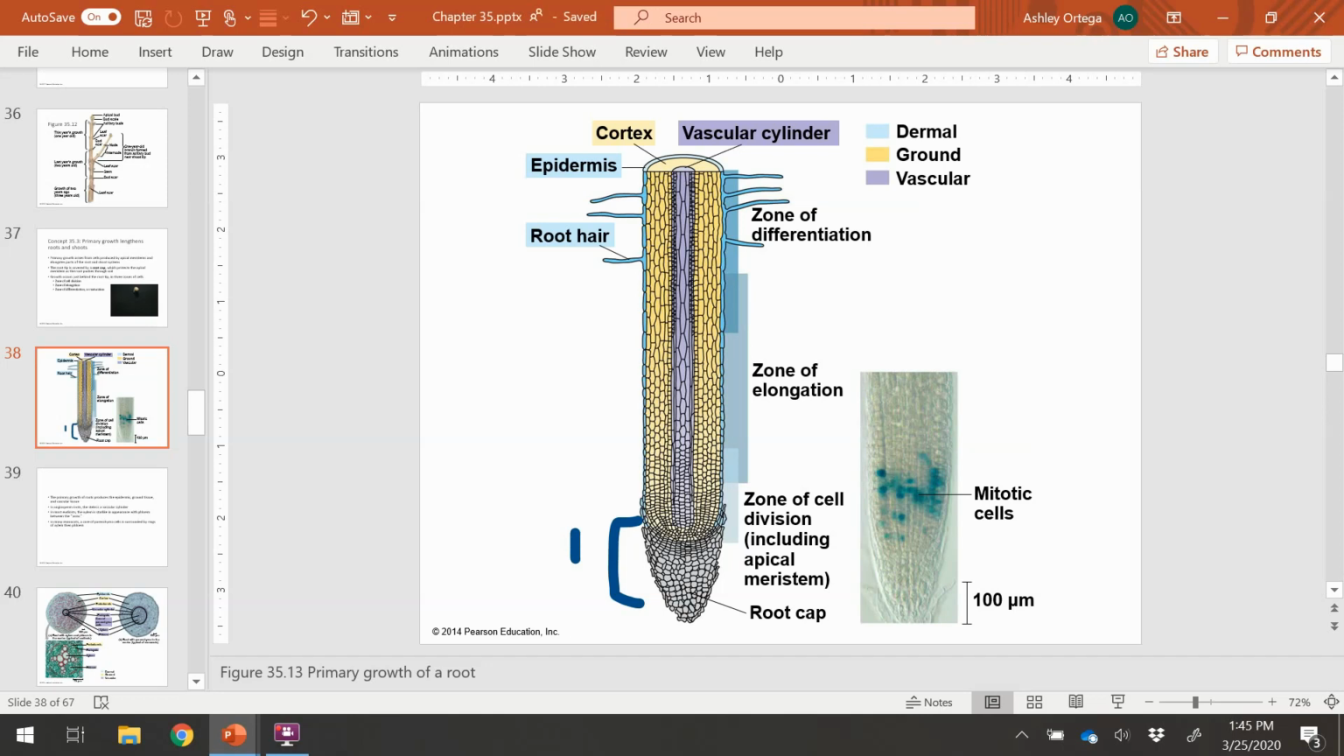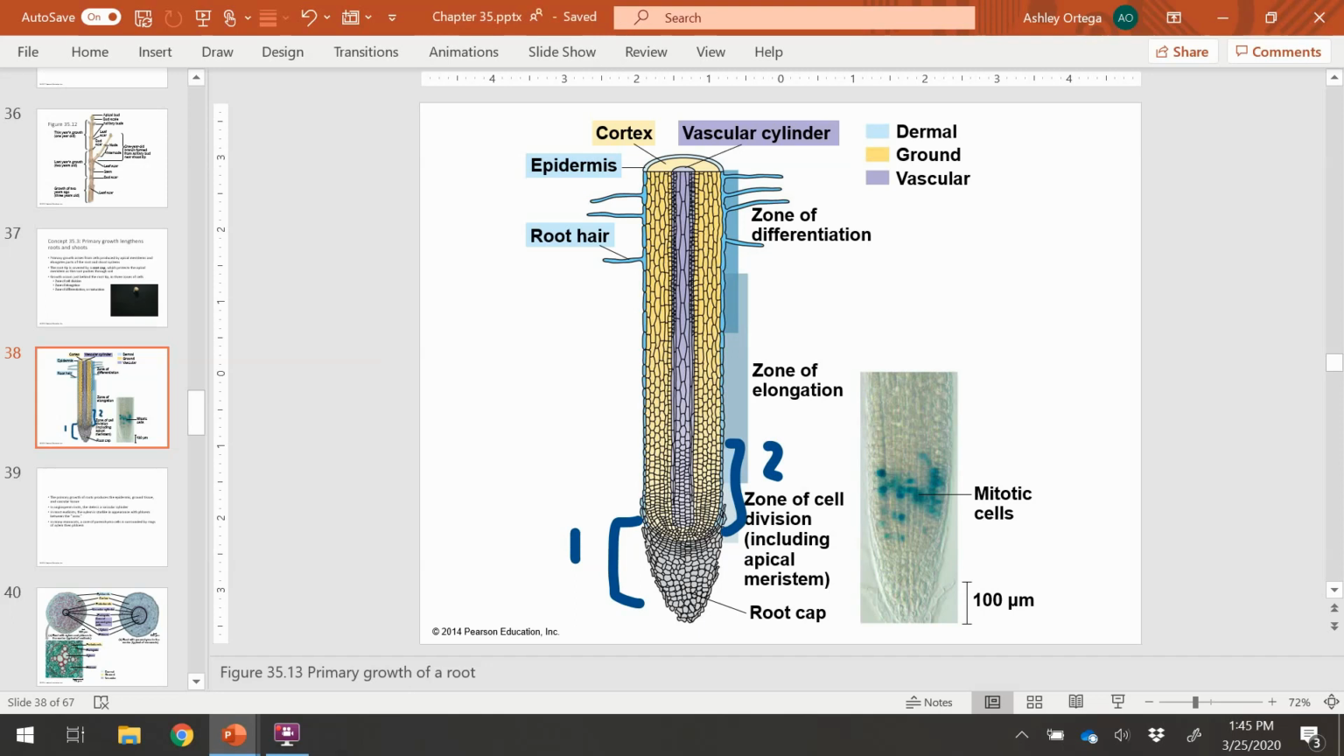Then you have the zone of cell division, which is right here. So this is 2. This zone is going to be the zone where cells are dividing and making more cells. And so that is adding more cells, elongating the root.